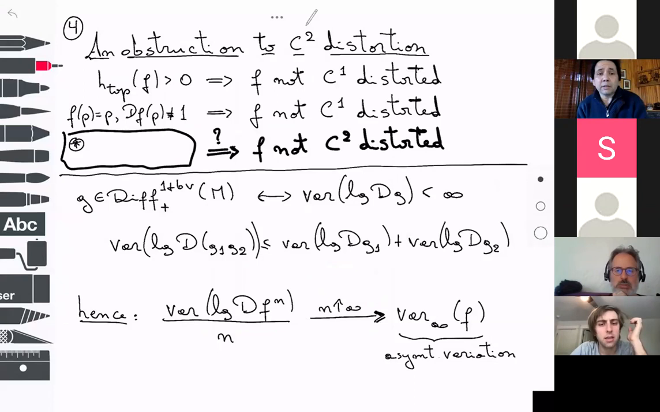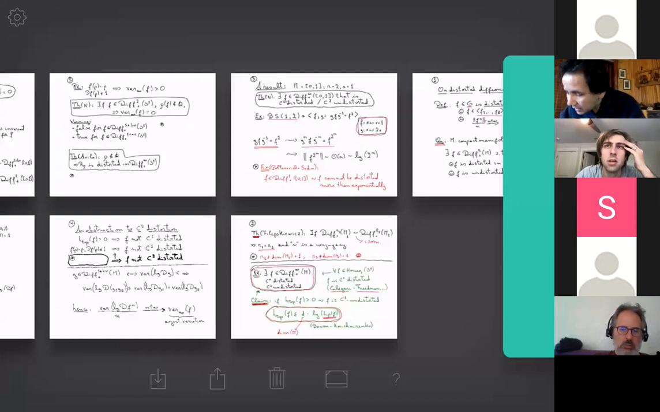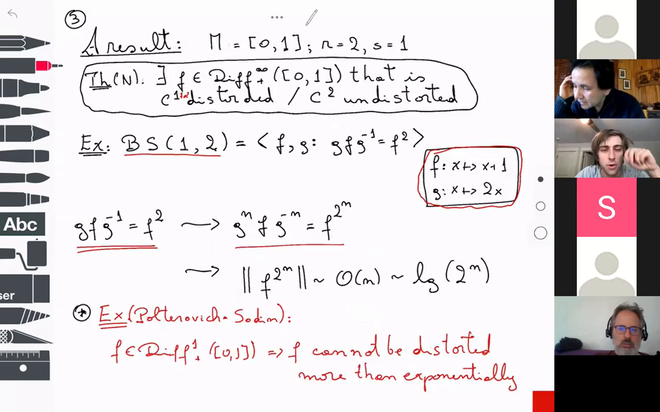Can I ask a question? Yes. I'm sorry to interrupt. Could you go back to the previous slide? Is the point that G looks C2 to me, but is it not C2 when you open up the interval, as you said, or something like this? Actually, it is real analytic.